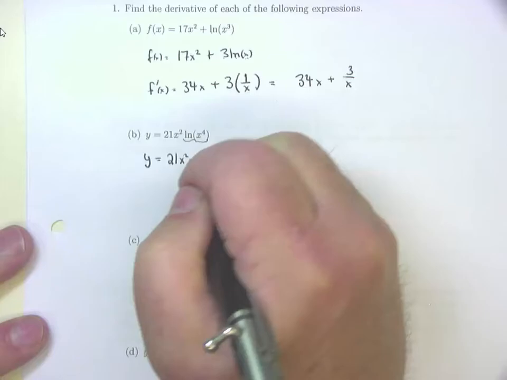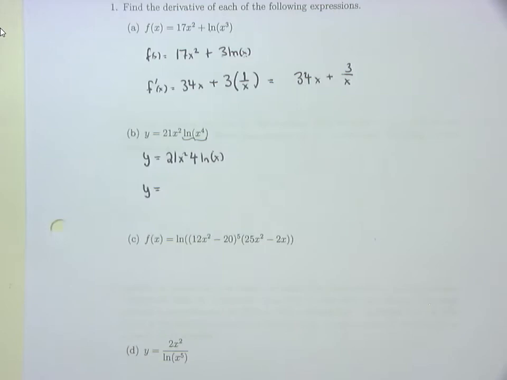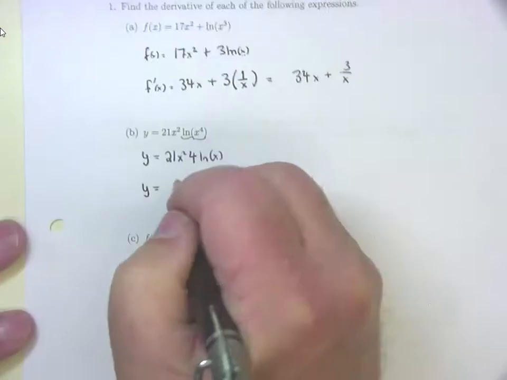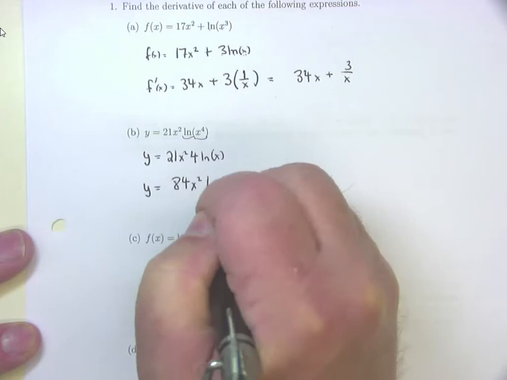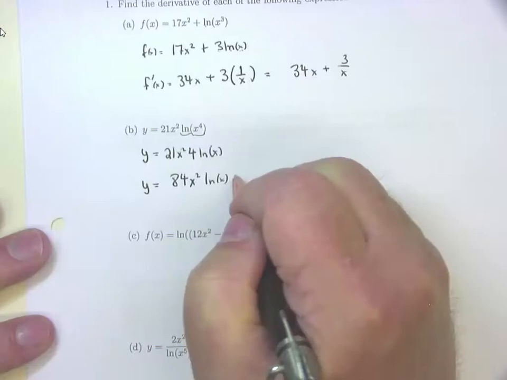Times the natural log of x. The power gets to go in front. Now, of course, you want to clean that up. So y equals, well, 4 times 21 is 84, x squared times the natural log of x. I cleaned him up first. I've done no calculus at all. This is nothing but algebra. Does that make sense?